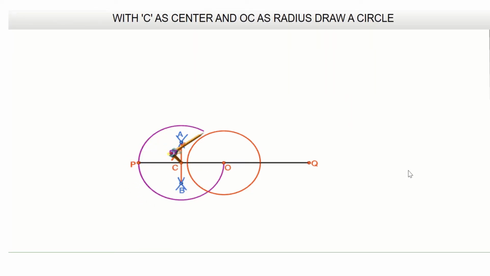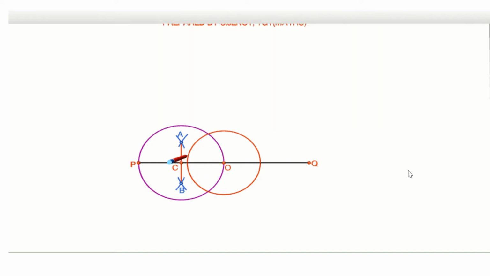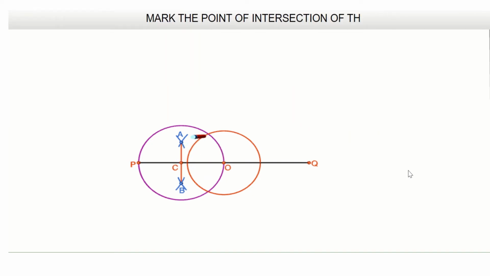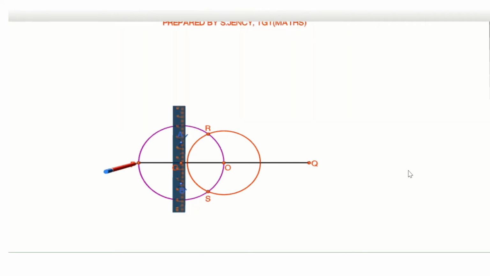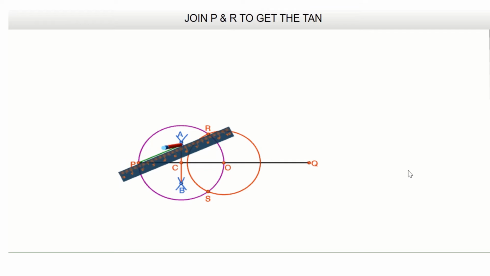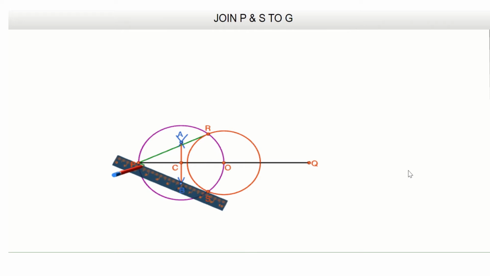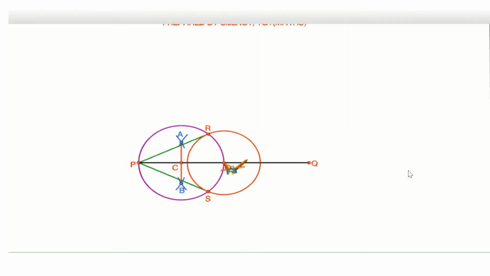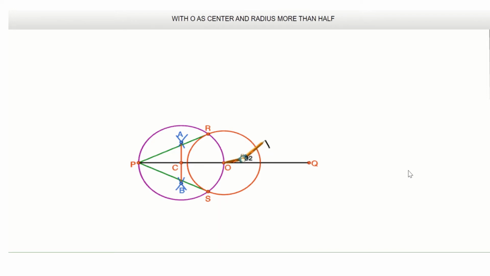From C, I am going to draw one circle with the radius OC. Now, this purple color circle and red color circle intersecting points, I am marking as R and S. Now, I am joining PR and PS. So I got the 2 tangents, which is PR and PS. The same procedure I am going to repeat to the other side of this, right?